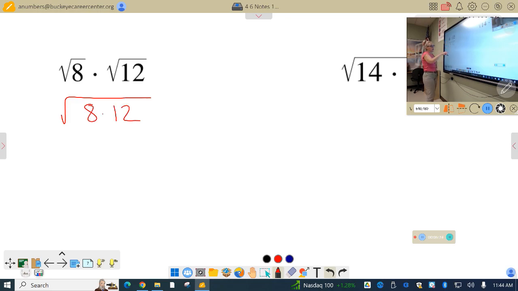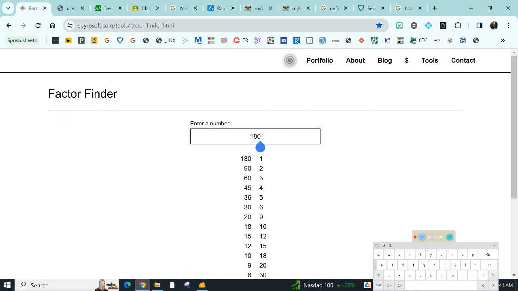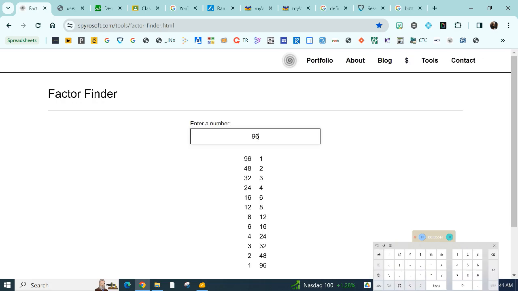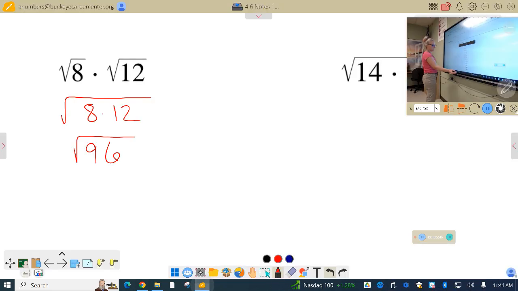And now I can multiply those two. 8 times 12 is 96. And then you can simplify it down the exact same way you did before. So I have the highest perfect square. If you're not sure, you can go to the factor finder and find your highest perfect square, which is going to be 16 and 6. Which is 4 square roots of 6.